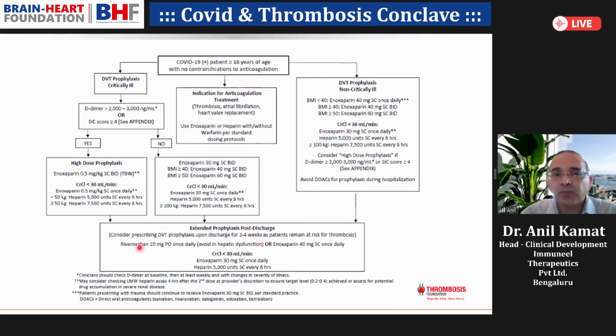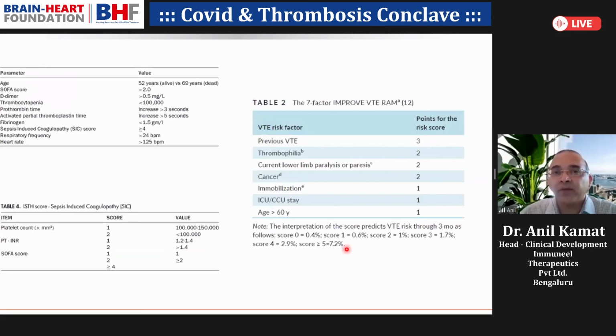In India, you have an option of rivaroxaban 10 milligram daily for up to 2 to 4 weeks, extendable, or enoxaparin 40 milligrams subcut daily. And we know that oral is preferred by patients rather than subcut injections, and it is also more cost effective. The key question is, would you offer extended prophylaxis to all patients? The answer is no. You offer extended prophylaxis to your patients who would, on clinical determination of various factors, such as the IMPROVE-VTE score, the SITH score, as well as the comorbidity score, which can guide you in terms of which are the patients.